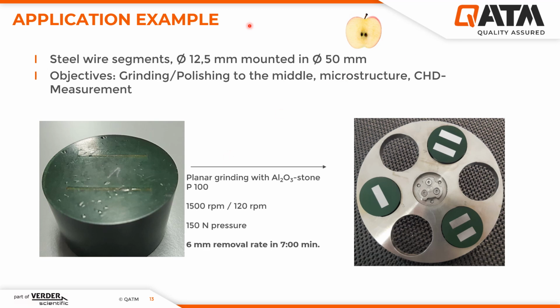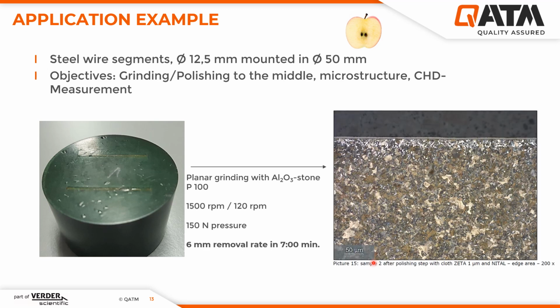Three samples were ground simultaneously in a sample holder with a contact force of 150 newtons. The removal of 6 millimeters was achieved after 7 minutes. On the right side, you can see the ground surface of the samples in the sample holder. After preparation down to 1 micron, the hardness test could take place, and after etching with 3% nitric acid, the microstructure can be investigated under an optical microscope.